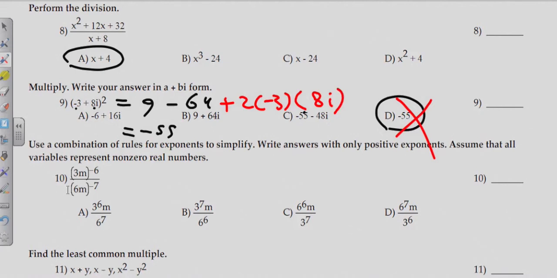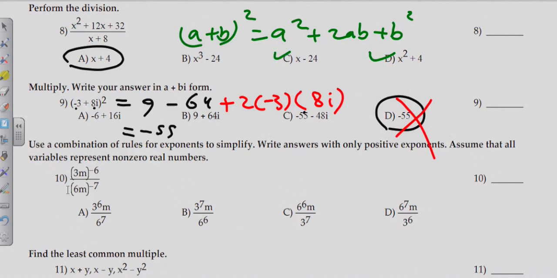According to the complete square rule, if you remember, a plus b squared is equal to a squared plus 2ab plus b squared. Usually people do this, and then they forget the 2ab. So in this case, the second part will be imaginary.